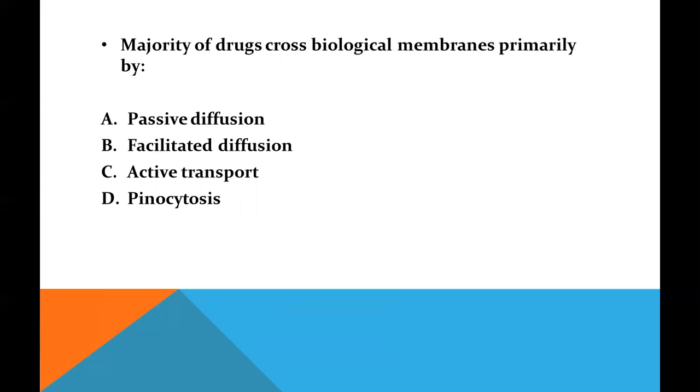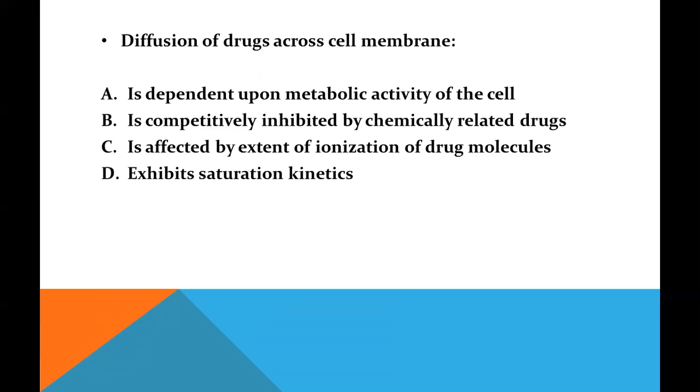Now coming to the next question, majority of drugs cross biological membrane primarily by, the options are passive diffusion, facilitated diffusion, active transport, and pinocytosis. So the correct answer is option A, passive diffusion. So majority of drugs cross the biological membrane by passive diffusion. Now moving to the next question.